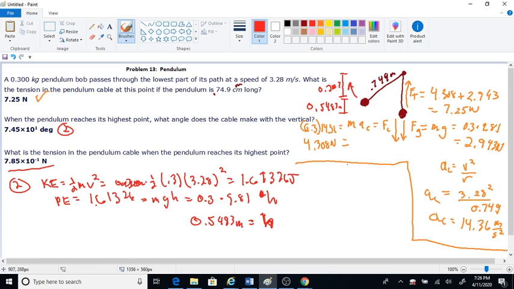So we're going to make a triangle out of this, okay? And our triangle is going to look like this. So we'll have, and this length is 0.749, and we want to know theta, okay? We have to find theta, so we can do the inverse cosine of 0.2007 over 0.749, and that will equal this angle in there.